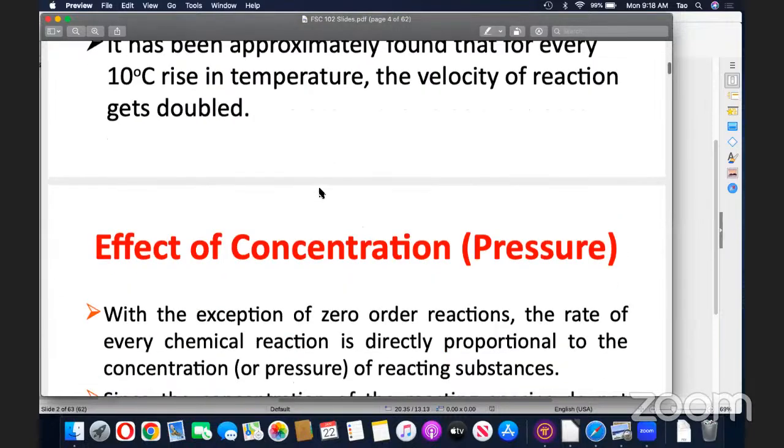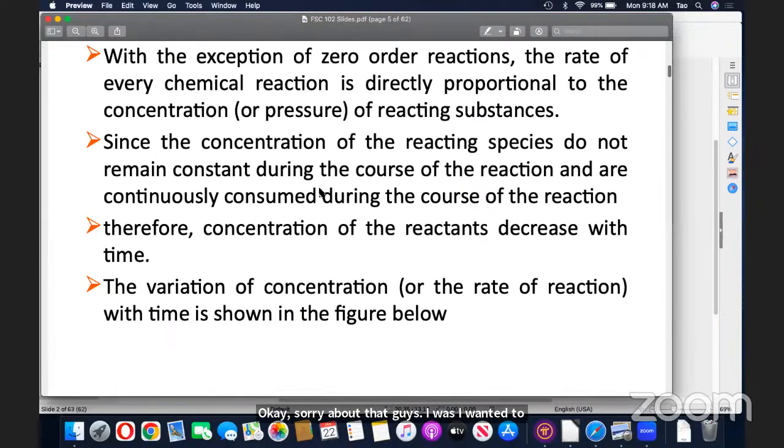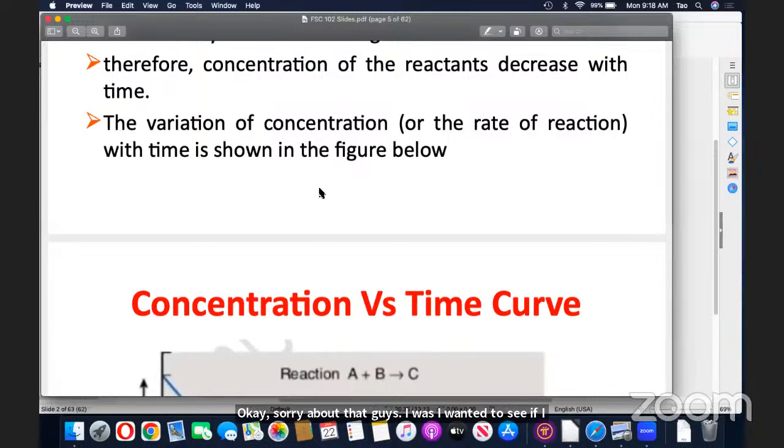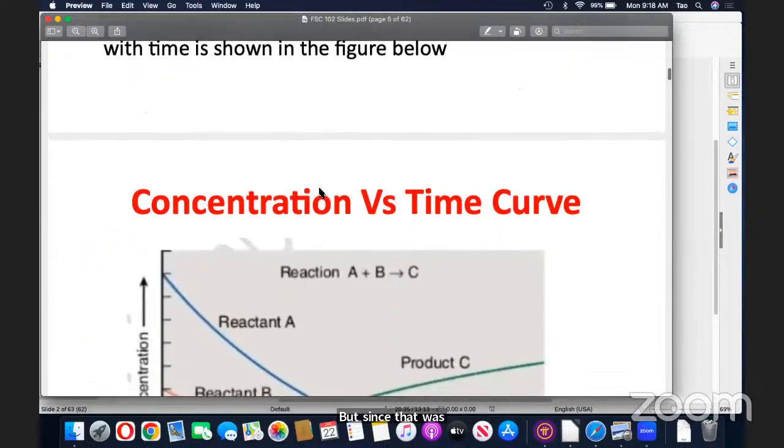Okay. Sorry about that, guys. I wanted to see if I would be able to write, but since that was impossible, maybe that actually led to the problem we had.